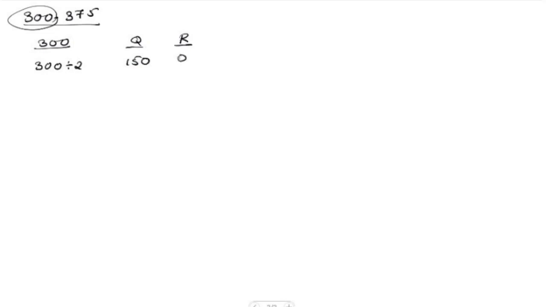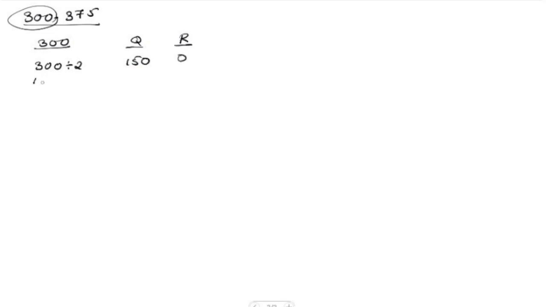Okay, the next number that we have is 300.375. So as you know, first we work with the integer part here. So we have 300 to work with at first, and we'll note down the quotients and the remainders. So let me write them a bit further. Okay, so it's 300 divided by 2. The quotient is 150 and the remainder is 0.